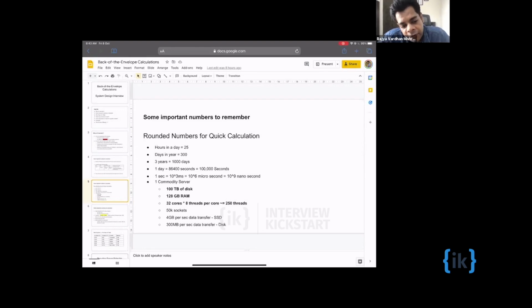Then the next section, what's the capacity of one commodity server? This is also very important. It will really help you to do quick calculations. Sure, I will. And Nagarjuna has asked, can we have access to the slide? Sure, I will share it.